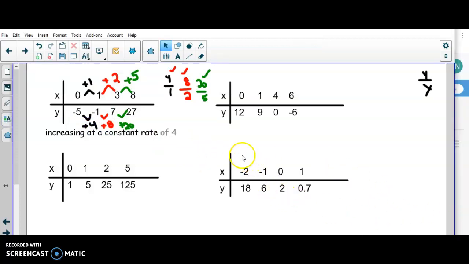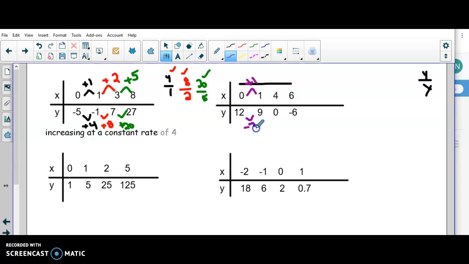Our next pattern we look at is right here, and we'll notice that as our x is increasing, our y goes from 12 to 9 to 0 to -6. It goes down. It's decreasing. So our pattern goes up by 1 and then down by 3. So overall, instead of this being increasing, we have a decreasing pattern. And let's check out our values. So -3 over 1. That's our first ratio.